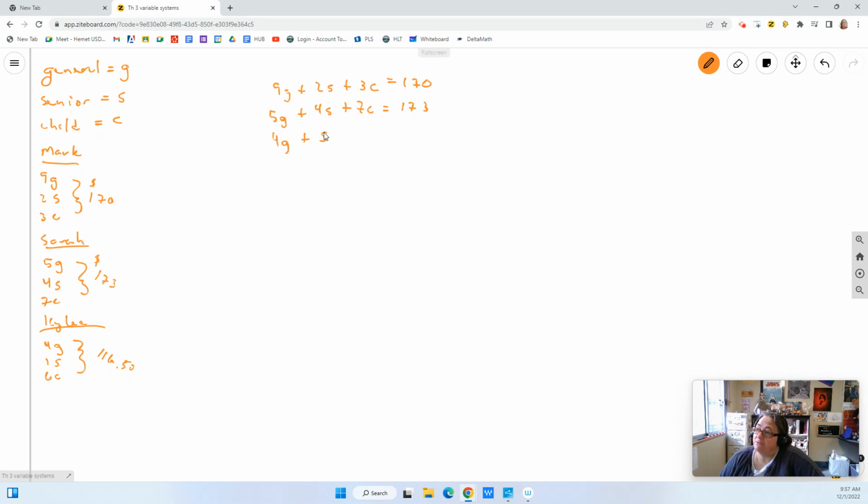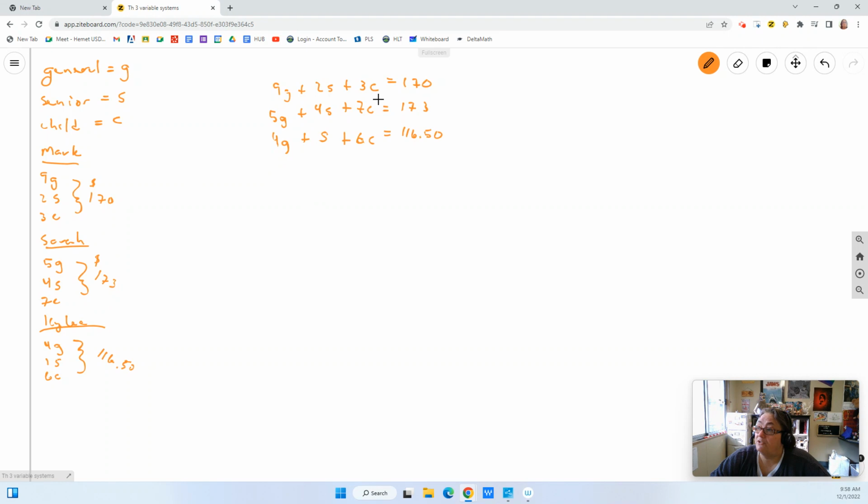And then we've got good old Kyle, who bought 4 general admission tickets plus 1 senior ticket. We don't normally write the 1 in, so I'm just going to write the S. Plus 6 children equals 116.50. And we need to figure out how much each ticket costs.